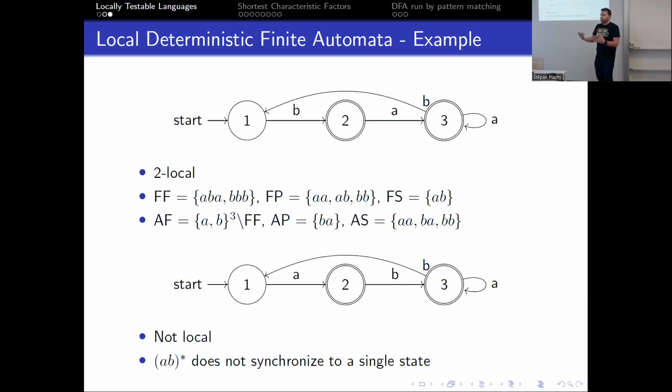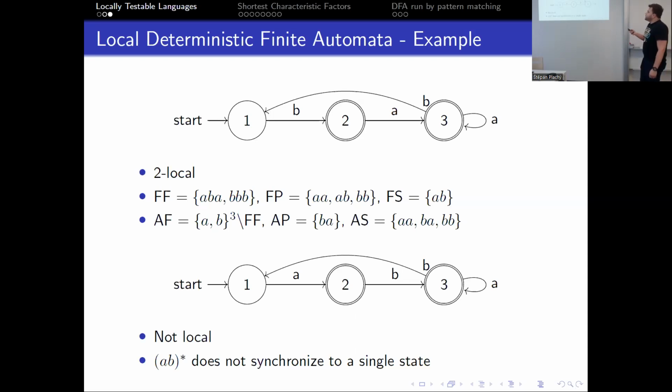Now, the set of forbidden factors for the strictly locally testable language that this describes would be something like this. In the middle of the string, we cannot have these substrings. If I read them from basically any state, it's going to result in a fail. For the prefixes, I cannot read any of those when I have prefixes of length 2, because from state 1, the only string of length 2 that I can read without failing is DA. And similarly with the forbidden suffixes, if I read anything other than AB, I might end in a final state, and I don't want that.